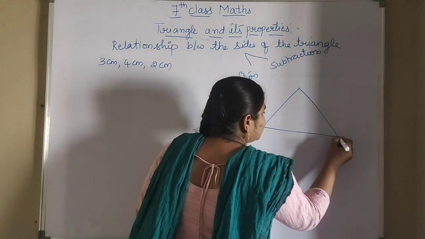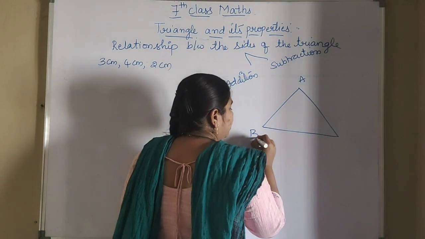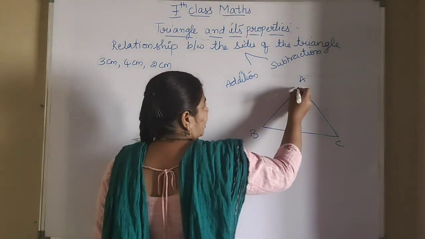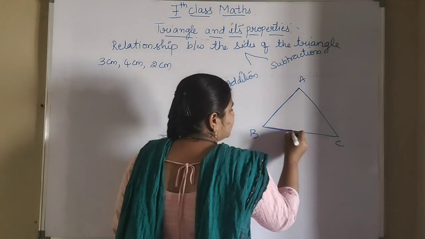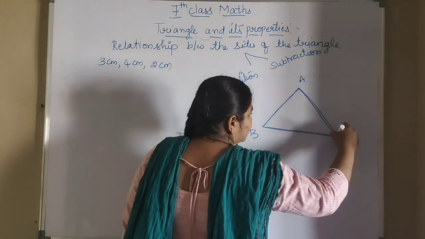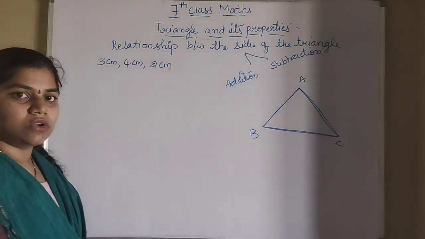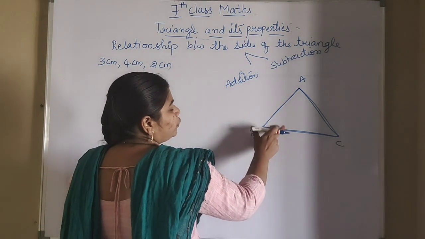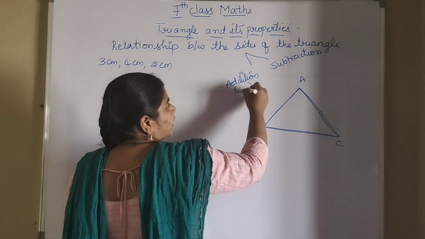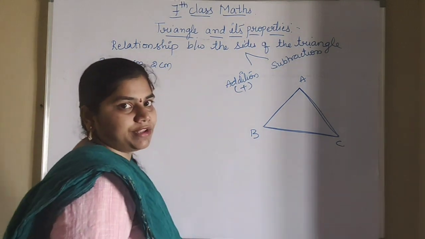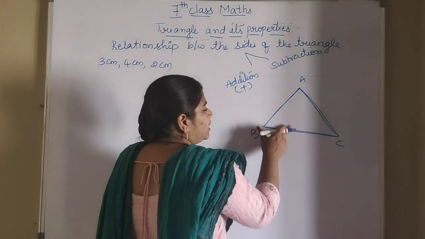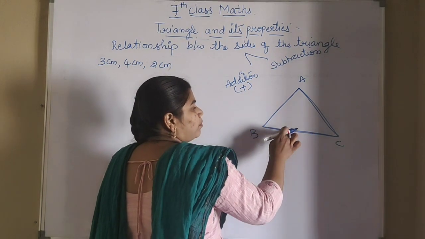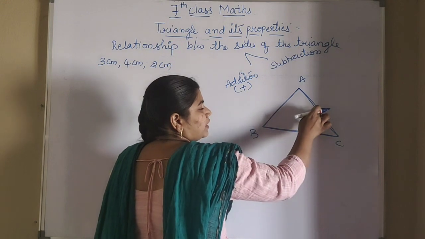Already I told you in last classes. So I am taking it as A, B, C. In a triangle, we are having three sides. AB is one side, BC is the other side, and AC is the third side. In a triangle you are having three sides, and also three angles. So how to write the condition here? Sum of two sides. Sum is nothing but addition, and by using addition I am writing the condition. Sum of two sides should be greater than the third side.